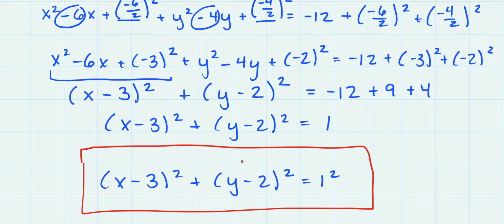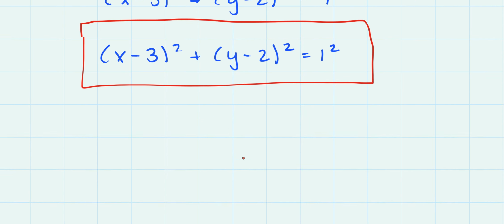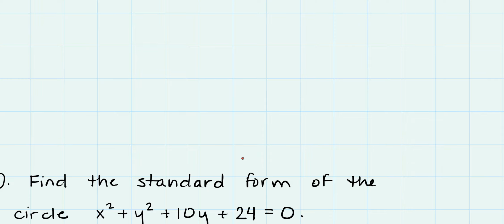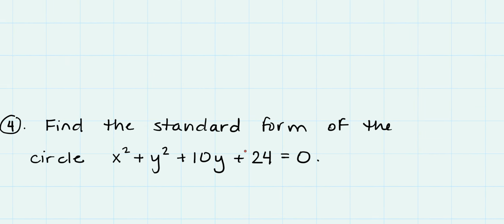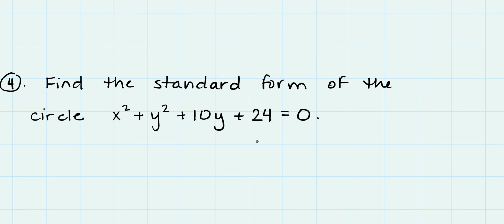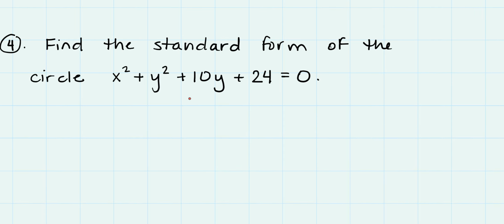Okay, let's do one more problem. I want to find the standard form of this circle: x squared plus y squared plus 10y plus 24 is 0. First, let me ask you something. Is this the general form of a circle? Well, the answer is yes.